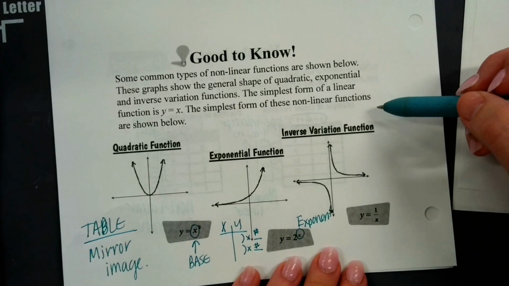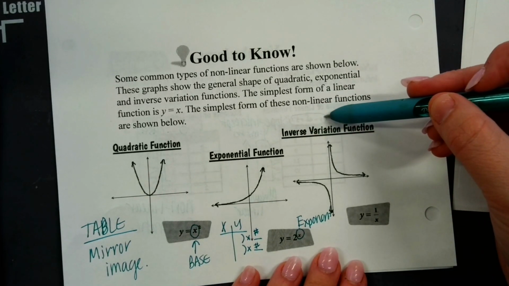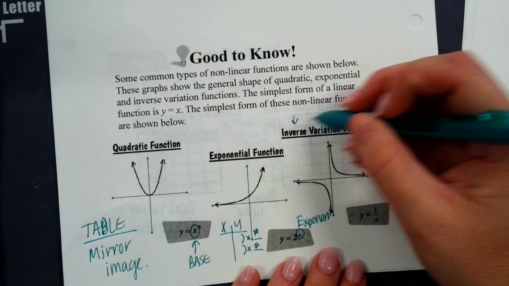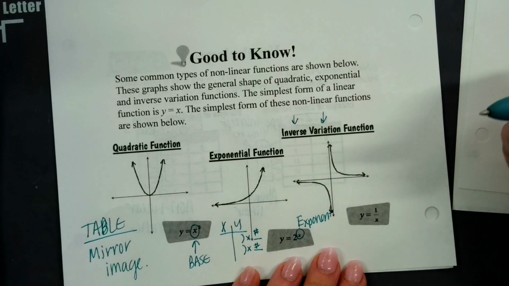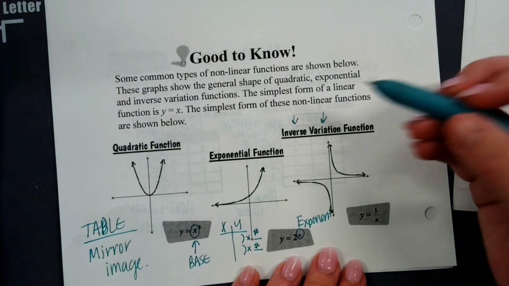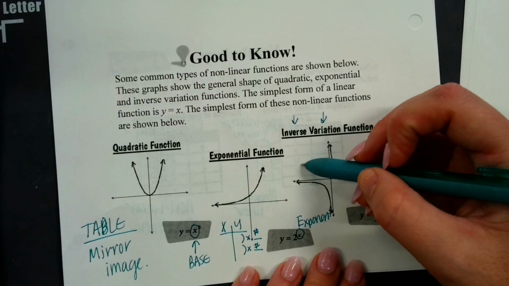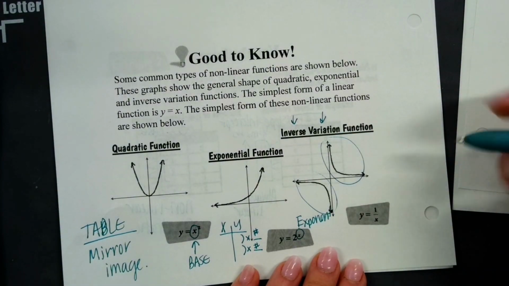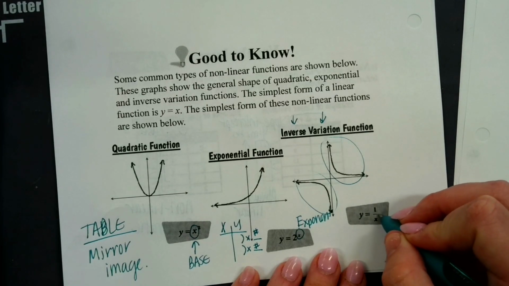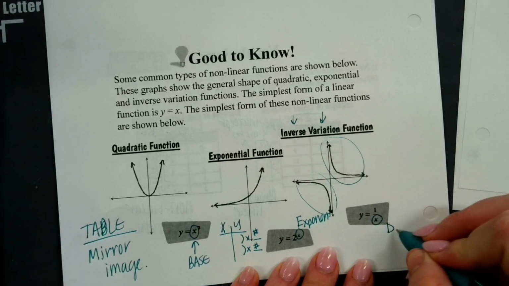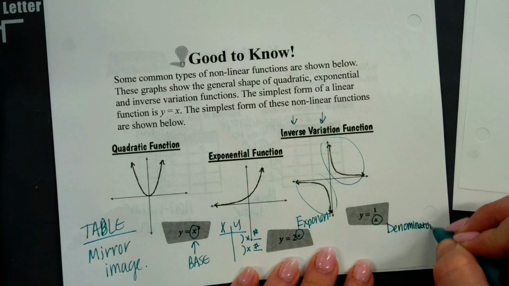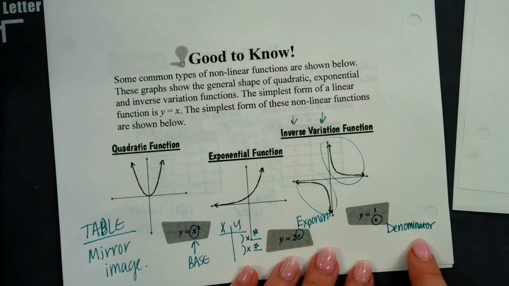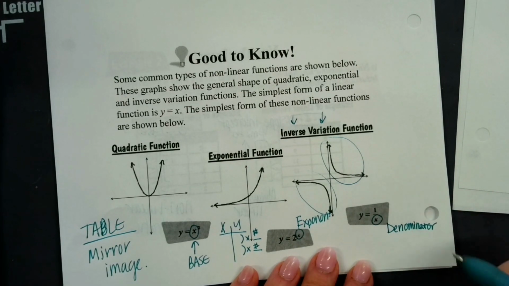And last one that we haven't talked about, inverse variation. Notice it's got two words, right? Inverse variation. How many graphs do you see? Two. That's how I remember it. It works for me. So inverse variation has two graphs. The other thing to know about inverse variation is the x is in the denominator. If the x is in the denominator, it's inverse variation. Doesn't matter what the top number is.